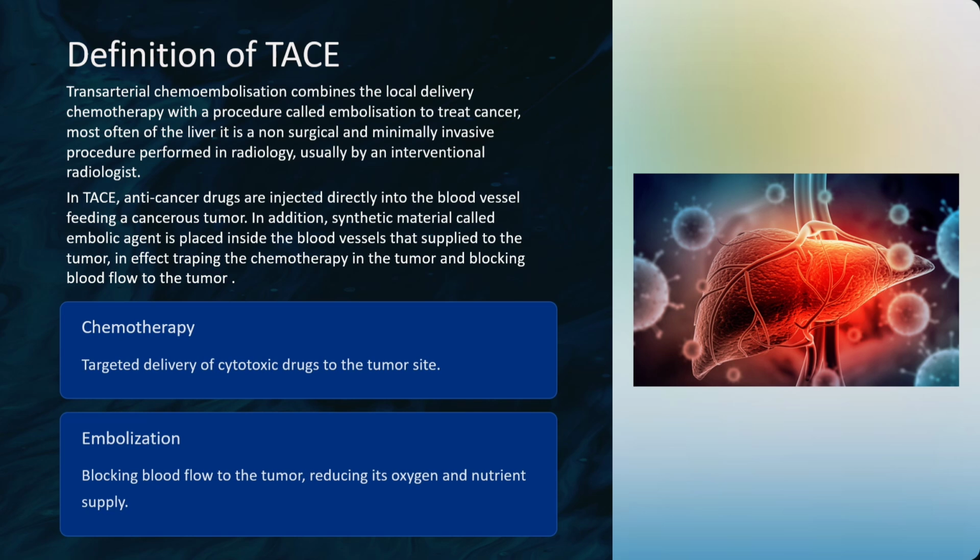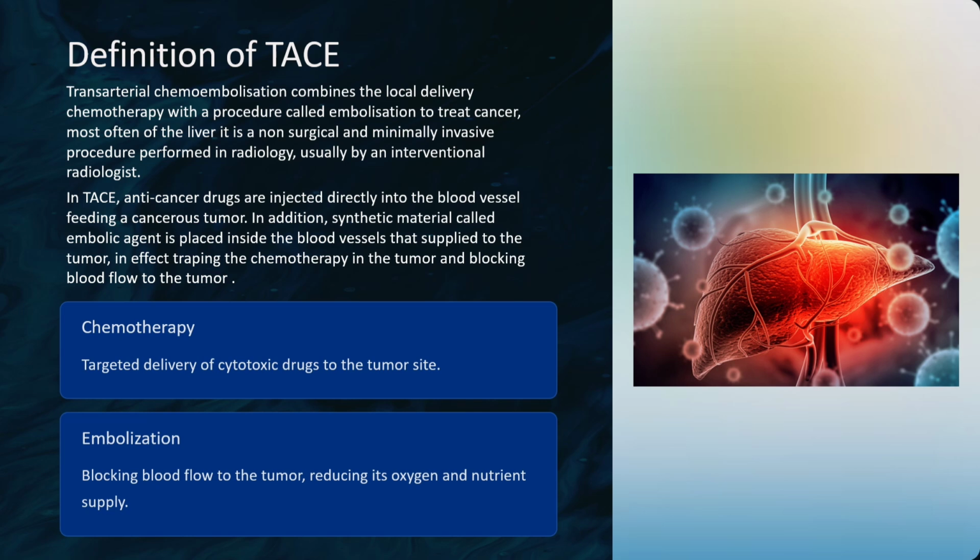In TACE, anti-cancer drugs are injected directly into the blood vessel feeding a cancerous tumor. In addition, a synthetic material called an embolic agent is placed inside the blood vessel that supplies the tumor, in effect trapping the chemotherapy in the tumor and blocking the blood flow to the tumor. So trans-arterial chemoembolization means we are giving the chemotherapy to the tumor cell with a procedure called embolization. Embolization means cutting off the blood supply to the cancerous tissue.